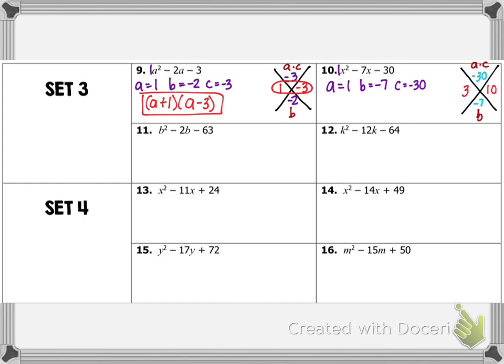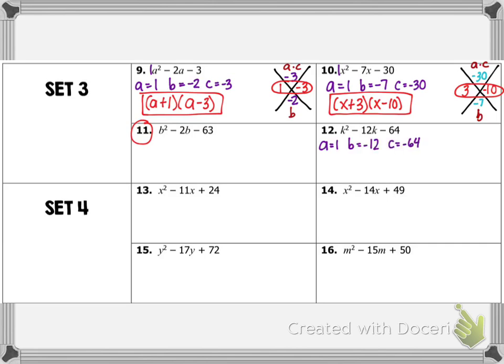But what about 3 and 10? You could subtract those two numbers and get a 7, but we need a negative 7, so which one are we going to make negative? The bigger number, because 10 minus 3 would be positive 7, but 3 minus 10 is negative 7. We look back at our variable, x plus 3, x minus 10. That's your answer.